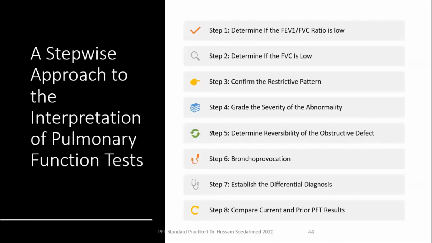So now, what are the steps? These are the 8 steps. Step number 1, determine if the FEV1/FVC ratio is low.